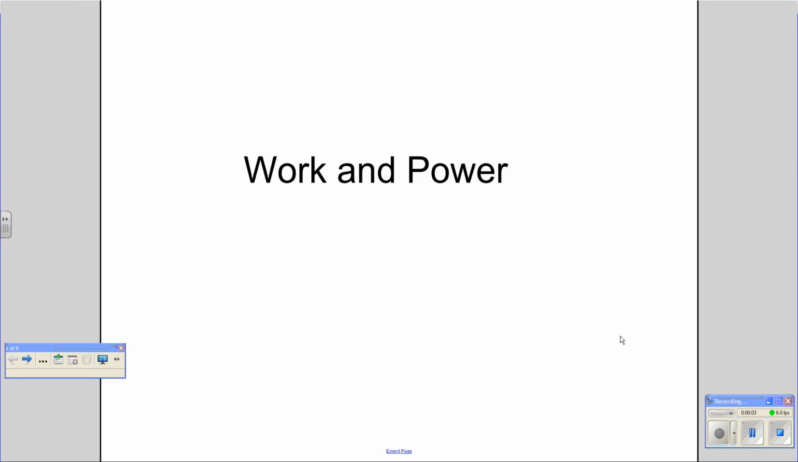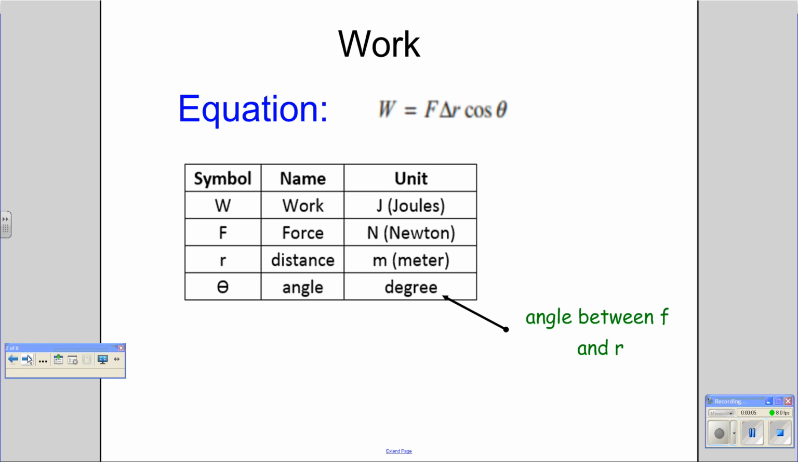Alright, this video is going to look at work and power. Now here's our equation for work. Work is measured in joules. Work is force in newtons times the distance an object moves times cosine of the angle between the force and the distance. So we're only looking at the force that was in the direction of movement.